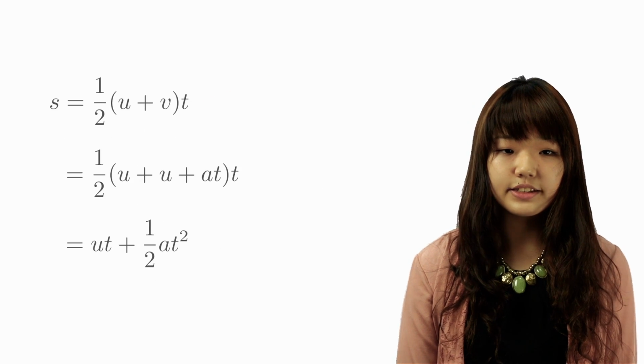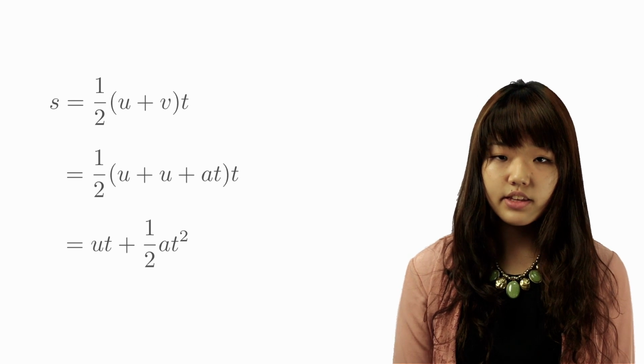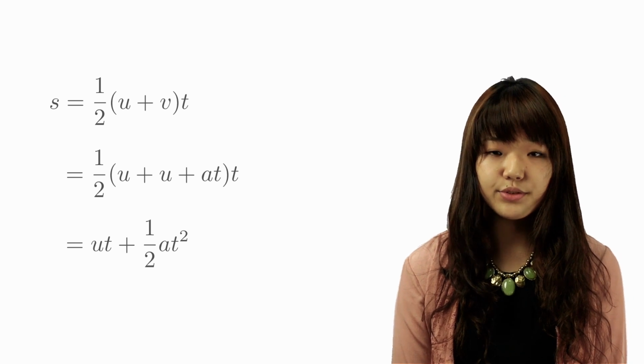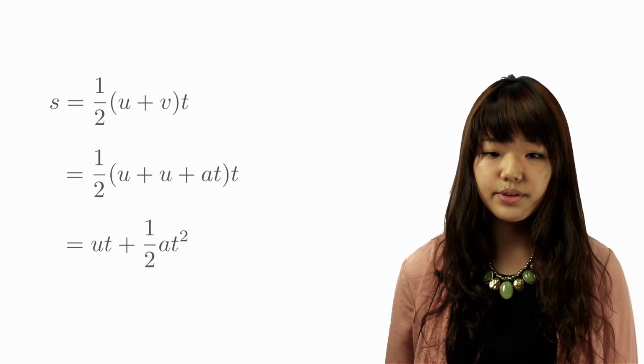And now moving on to the third, we have s equals half (u plus v) multiplied by t, and in the first equation we have established that v equals u plus at. So we substitute that in, and here we get our third equation, which is s equals ut plus half at squared.